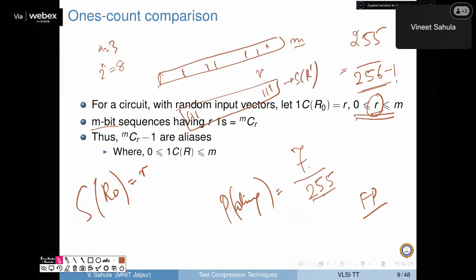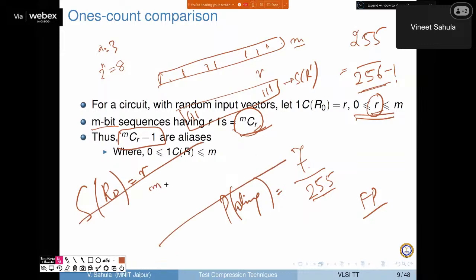Right? So I can say that there are mCr sequences which are actually matching the golden signature. I can fill up this m-bit pattern with r number of ones in so many ways. Their signature, the ones compression bit, is the same, r. Only one of them is correct. So rest of them are aliases. Right? Rest of them are aliases.